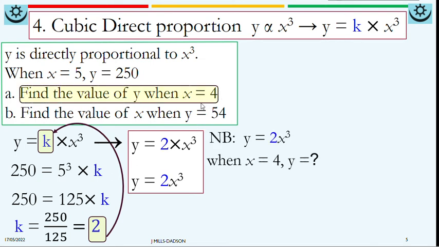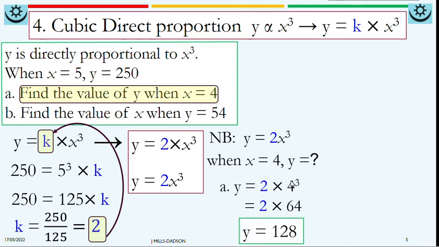So a, it means if x is 4, what will y be? So in place of x, I'm going to put 4. So y will be equal to 2 times 4 cubed, and 4 cubed is 64. So y will be equal to 2 times 64, that gives you 128. And if you check x 5, you have 250. We reduce x by 1, and x is now 4, so y should also reduce from 250 to 128. So it's direct proportion.